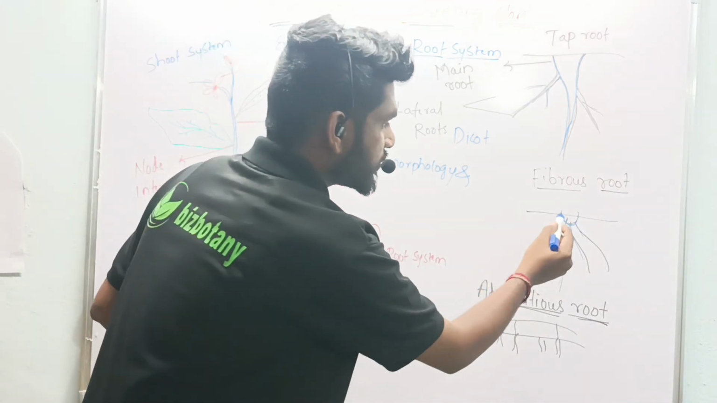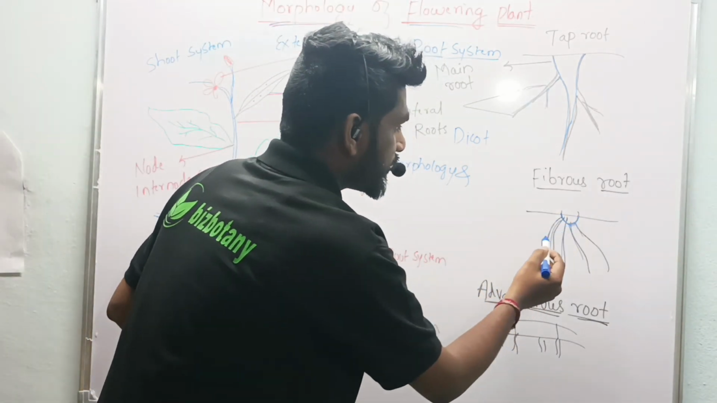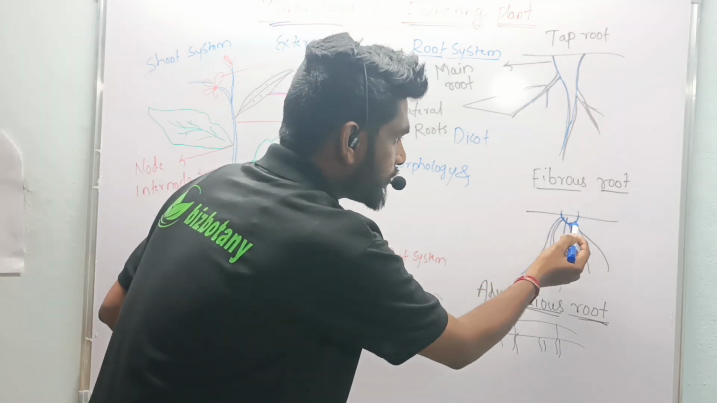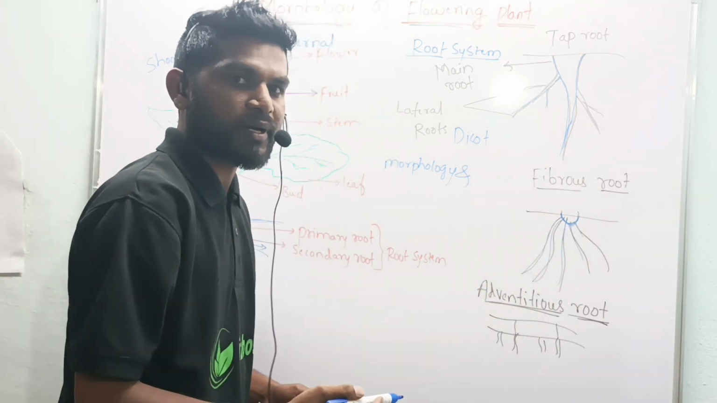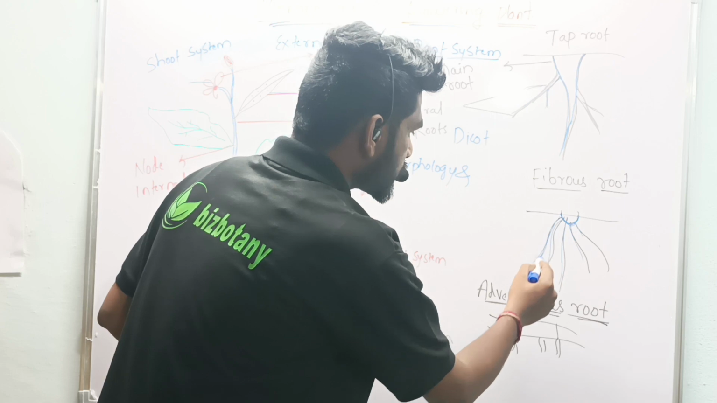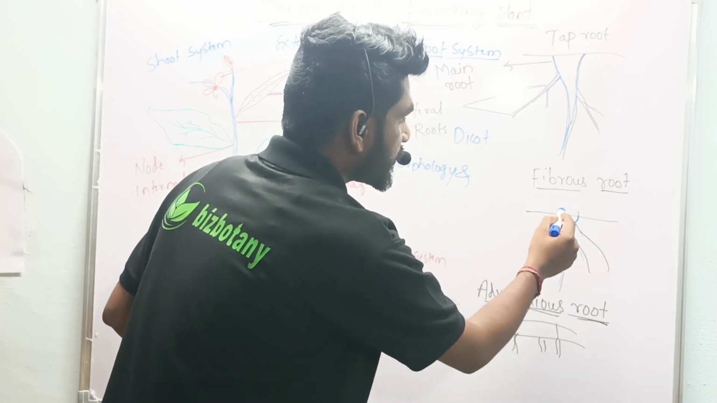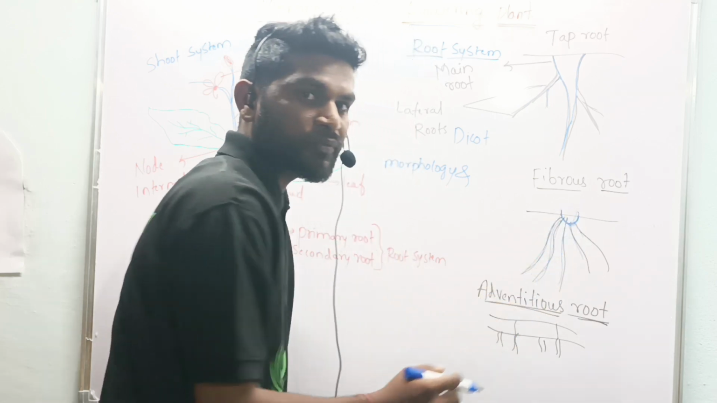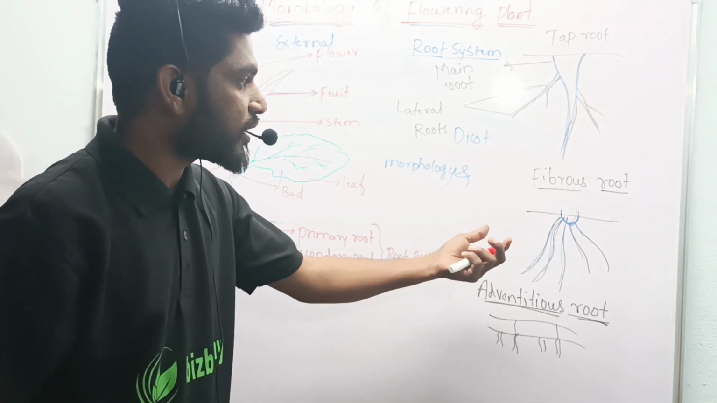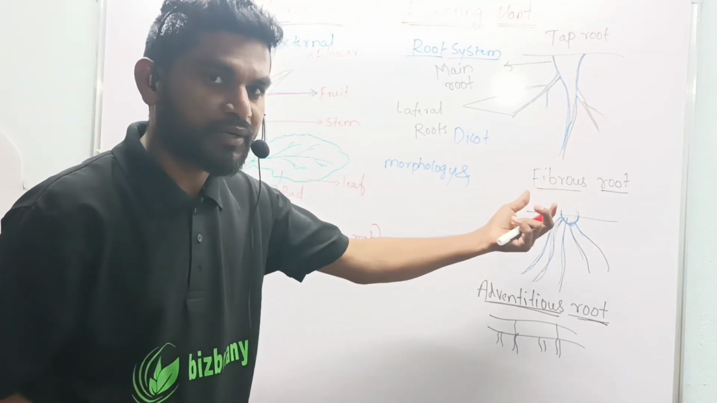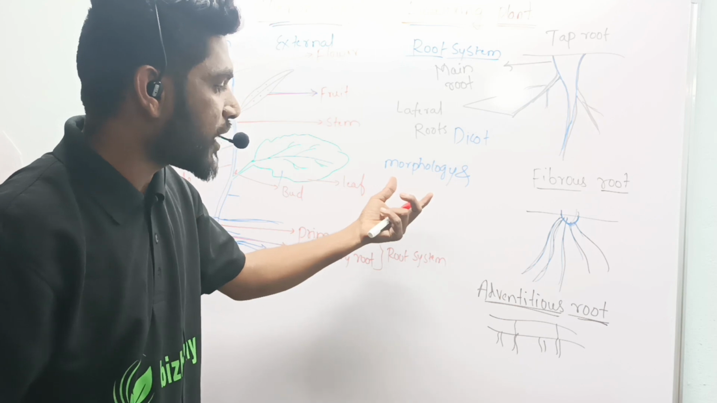In monocots, the primary root is short-lived. This short-lived primary root is replaced by a large number of roots that originate from the base of the stem. Such a root system is called a fibrous root system. It is present in monocot plants.